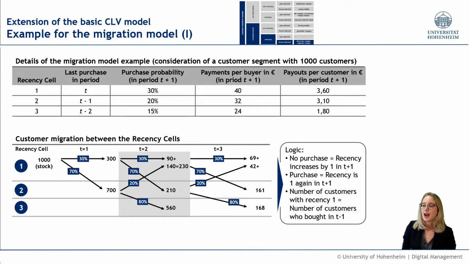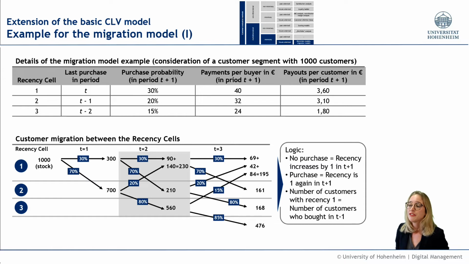Again, we start with the first recency cell. We have the 30% and the 70%, so that's very easy. We have a look at the second recency cell. Here we again have the 20 and the 80%. And now it's important because we now have a look at the third recency cell for the first time. So now the 15% comes into the game, which is listed in the table above.